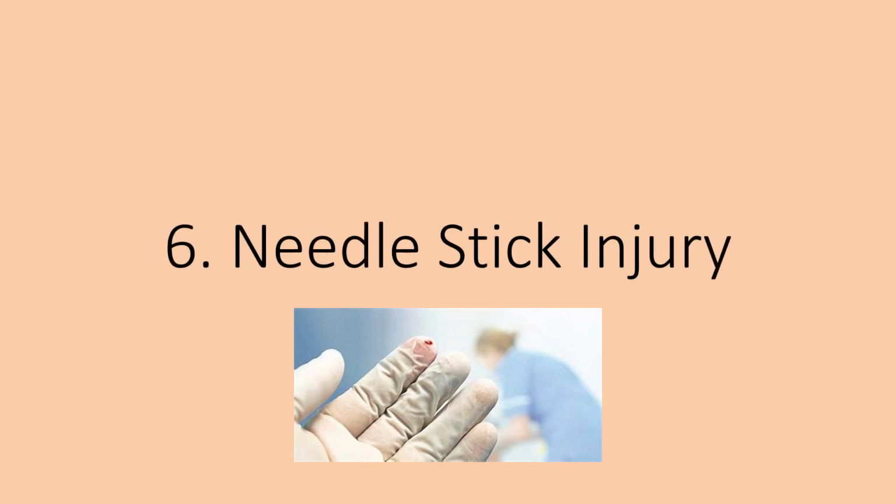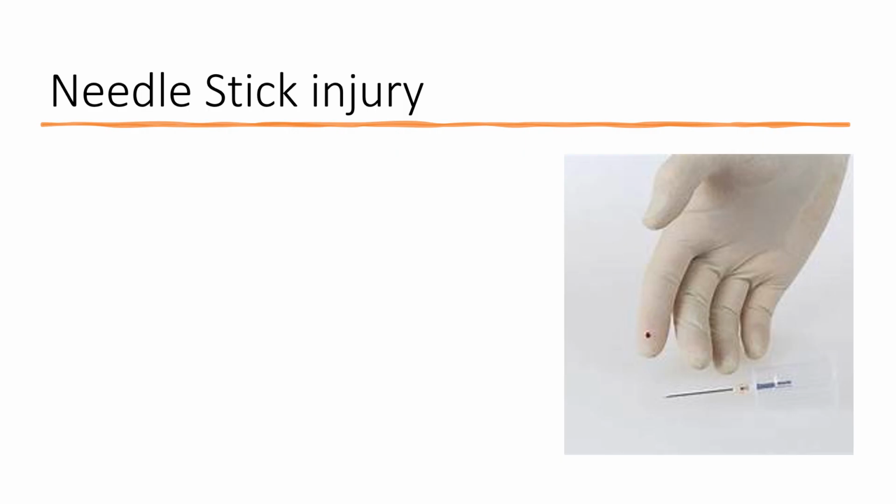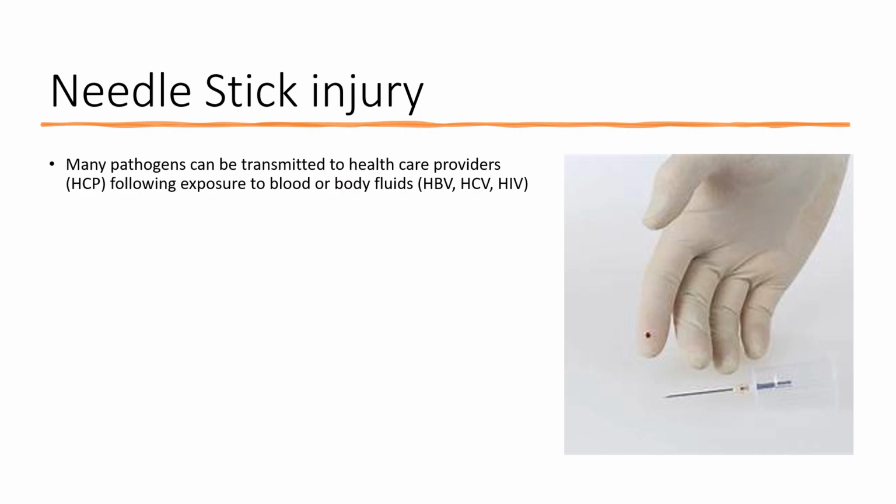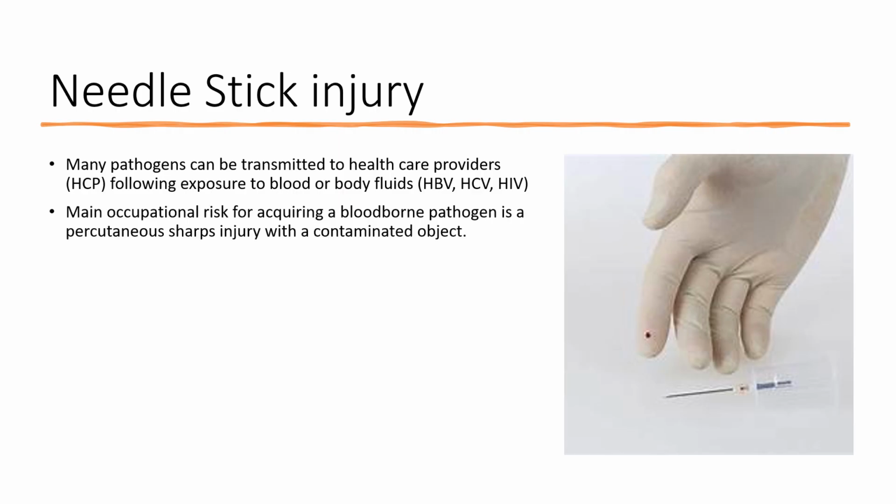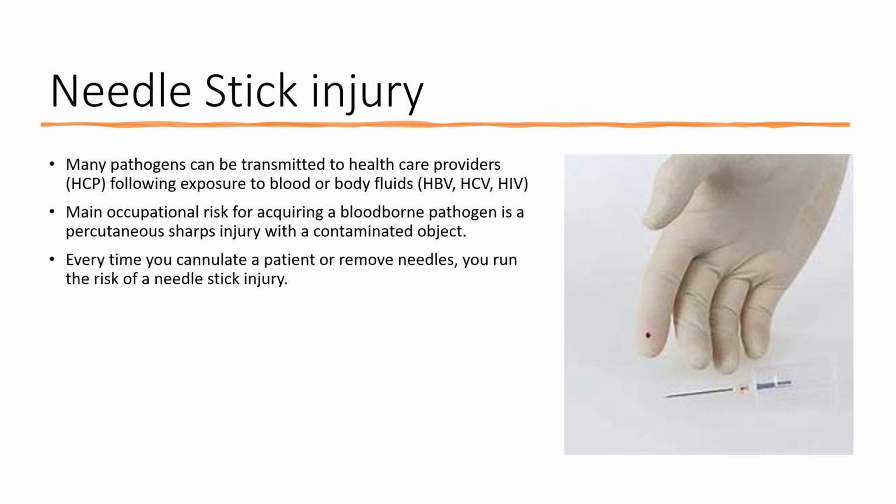The next preventable error in a dialysis unit is a needle stick injury. We talked about this in service last year, but to review, many pathogens can be transmitted to healthcare providers following exposure to blood or bodily fluids. And the most important of these are hepatitis B, hepatitis C, and HIV. Of course, the main occupational risk factor for acquiring a bloodborne pathogen is a percutaneous injury with a needle. Every time you cannulate a patient or remove needles, you run the risk of a needle stick injury.